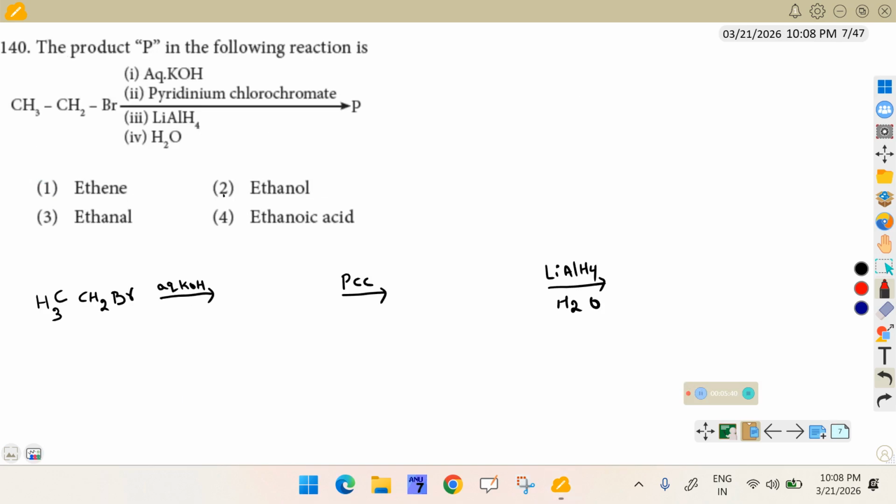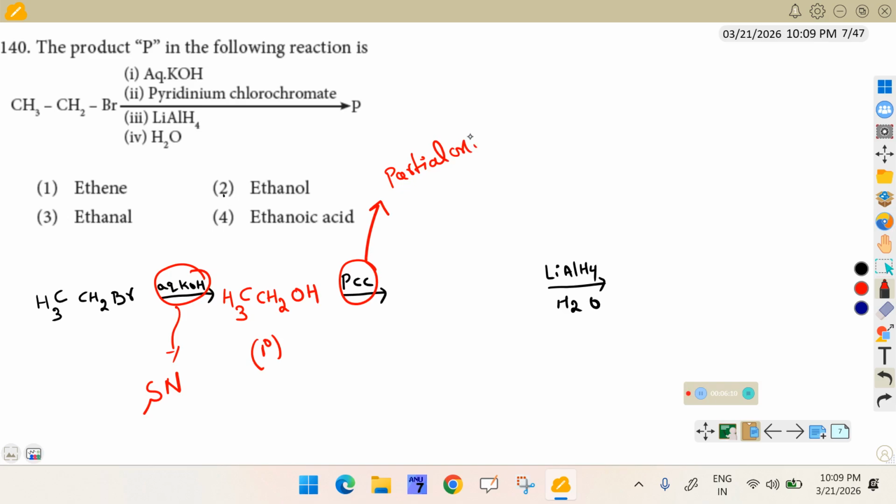The product P in the following reaction: alkyl halide reacts with aqueous KOH. Nucleophilic substitution takes place. Substitute the nucleophile: CH3CH2OH. The alcohol is a 1 degree alcohol. 1 degree alcohol reacts with PCC. PCC is present, so a partial oxidation process takes place. 1 degree alcohols are converted to aldehydes.